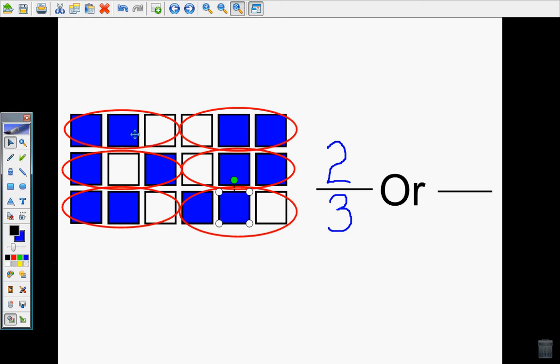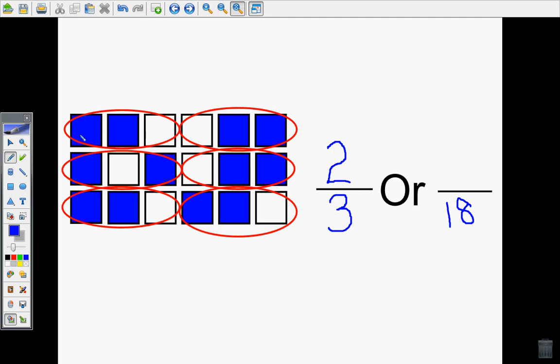So in each one of my sets, 2 out of the 3 were colored in. It looks a little goofy, but I know that I've colored in 2/3 of the squares because in each one of my sets, 2/3 is colored in. Now I just have to count my squares. Altogether, my total is 1, 2, 3, 4, 5, 6, 7, 8, 9, 10, 11, 12, 13, 14, 15, 16, 17, 18. So my total is 18.